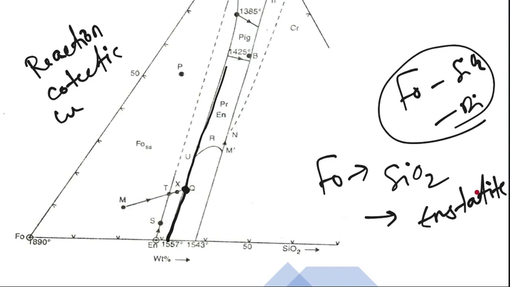Okay, so when the melt goes from this point to this point, continuously phosphorite is being formed. Now at this point what will happen? This is the reaction point. At this reaction point, the phosphorite formed will react with the melt, and enstatite will be formed.